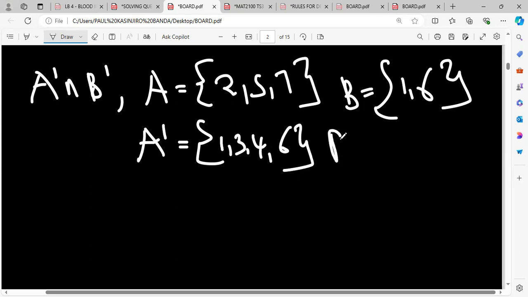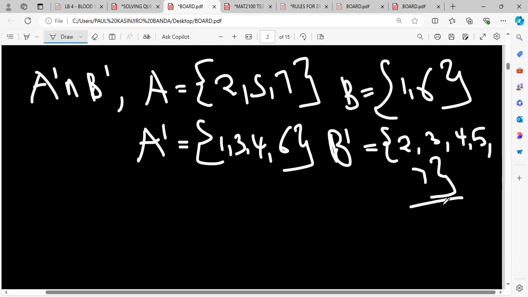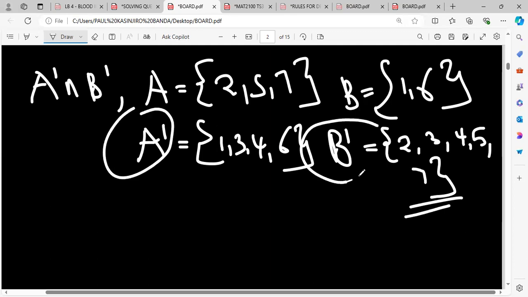And then let's find the B complement. All the numbers that I cannot see here from 1 up to 7 will be in the B complement. So meaning 2 could be there, 3 will be there, even the 4 will be there, and then the 5, the 6, and the 7. So this is what we have as our B complement.